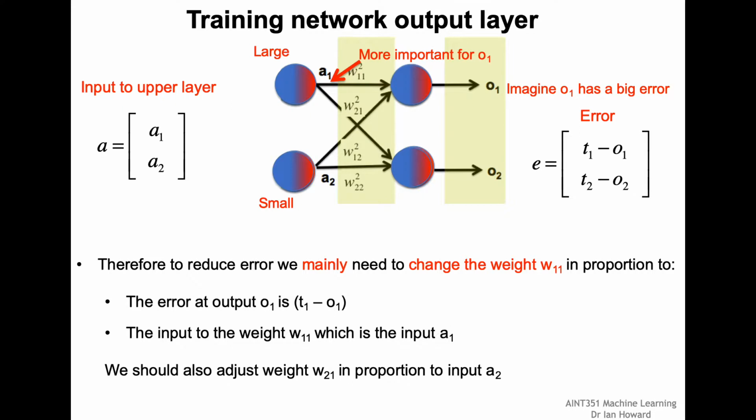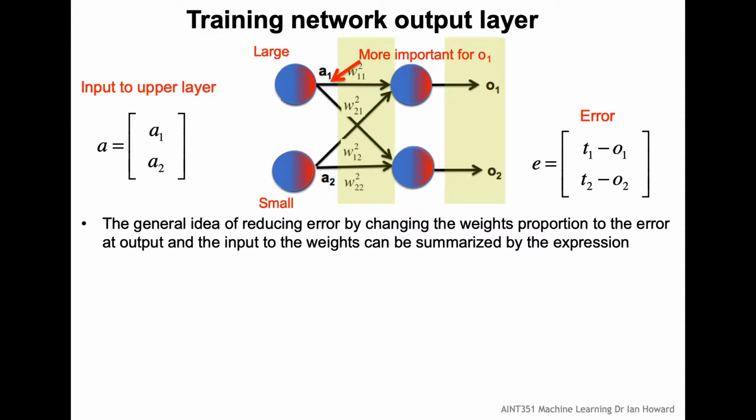And if we look at the other output here, we should also adjust W21. That's this one here. Sorry, W21, no, that's this one here, in proportion to how strong the input A2 is. So if A2 is, as we've said, really small, it doesn't make much difference. But if A2 was big as well, we'd also have to take into account that that's important, and change W21, which is this one coming up here, in proportion to that A2 value as well.